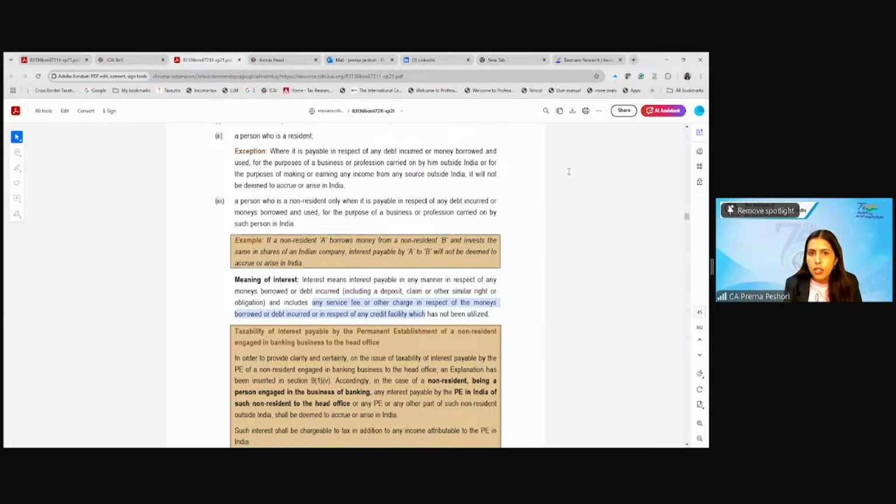Let's say for example, there are a lot of CA firms which have offices in different cities, right? So let's say I have a CA firm in the name of Prerna Pishwari and Company. Now, let's say I have an office in Ahmedabad, an office in Bombay, and an office in Jaipur. Let's say I have a main office at Bombay. Now, this Bombay office gives some loan to the Ahmedabad office for the working capital requirement. And this Ahmedabad office will pay the interest to the Mumbai office.